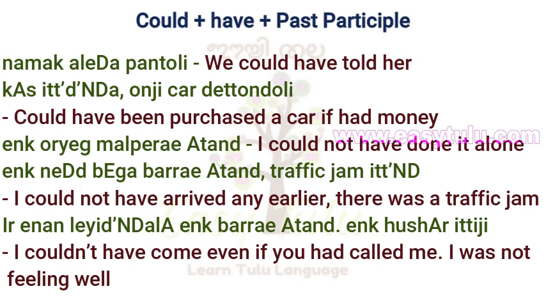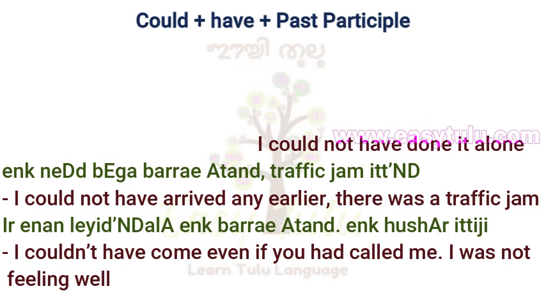In the next lesson we will learn may have or might have plus past participle sentences in Tulu.